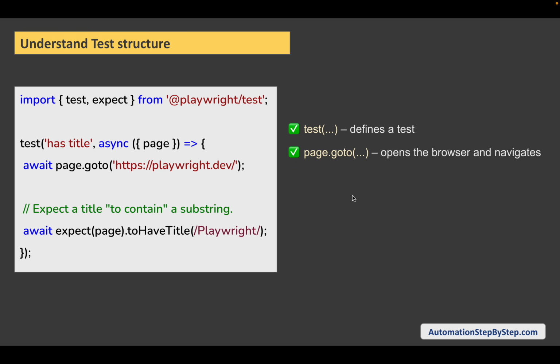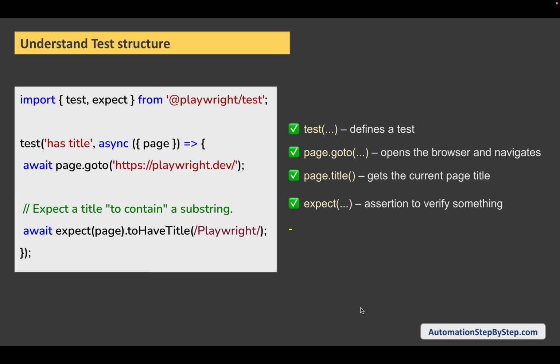Then we have page.goto, which opens the browser, then page.title here gets the current title. Here we are saying expect page to have title, and here we are using regular expressions. That means the title can be present anywhere in the title, and if that happens, it will pass. Okay, expect is for assertions. So this is the very basics.